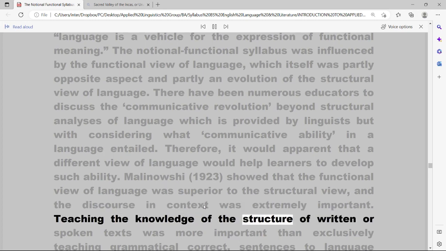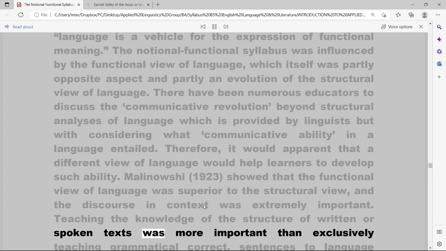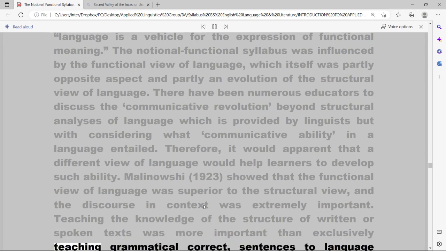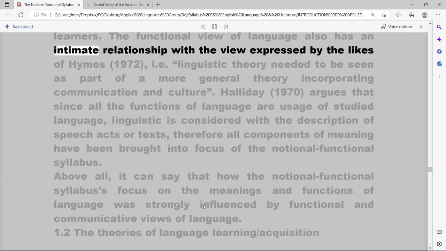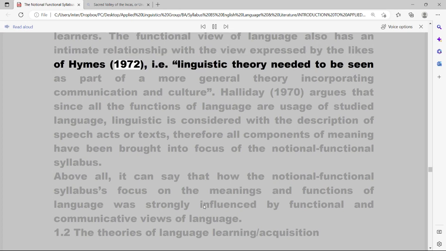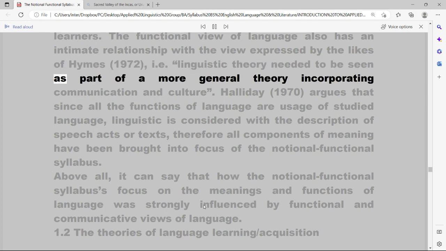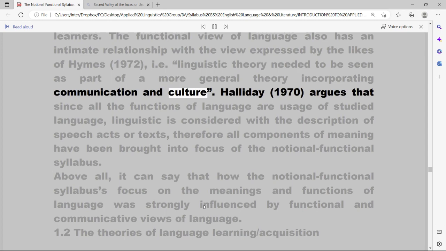Teaching the knowledge of the structure of written or spoken texts was more important than exclusively teaching grammatically correct sentences to language learners. The functional view of language also has an intimate relationship with the view expressed by the likes of Hymes, 1972, i.e., linguistic theory needed to be seen as part of a more general theory incorporating communication and culture.